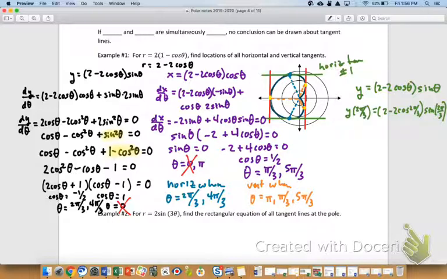So what's cosine of 2 pi over 3? Negative 1/2. Times negative 2 is 1. Plus 2 is 3, right? You were pretty close. So 3, and then sine of 2 pi over 3 is what? Positive, root 3 over 2. I think Jack's right. So the equation of that line would be y equals 3 root 3 over 2.